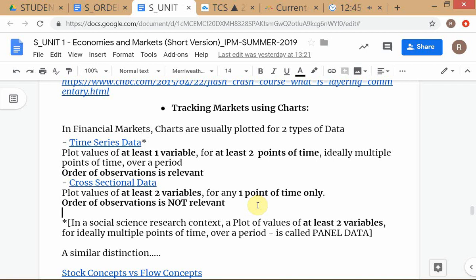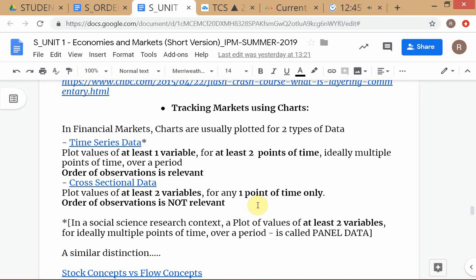So what are we saying? What is the critical property of cross-sectional data? At least two variables and one point of time only. You can have 50 million people, and you can note down their monthly salary at any point of time, because monthly salary can also get revised upwards or downwards later on. But at any point of time, the monthly salary of 50 million people is also cross-sectional data. So that is clear.